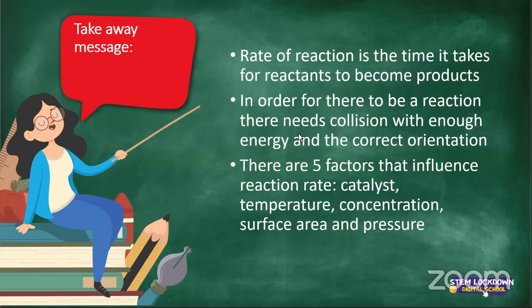So hopefully by the end of this lesson, you can define rate of reaction as the time it takes for reactants to become products. You know that in order for a reaction to take place, there has to be a collision that has enough energy and the correct orientation, and that there are 5 factors that influence the rate of reaction. So the catalyst, temperature, concentration, pressure, and surface area. And most importantly, please remember, pressure is only when you're working with gases, nothing else.